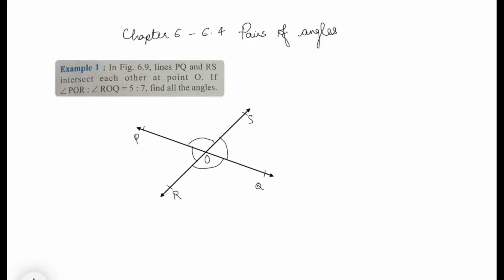Let's look at section 6.4 of chapter 6, pairs of angles. We'll start with example 1. In figure 6.9, or in the adjoining figure, lines PQ and RS intersect each other at point O.